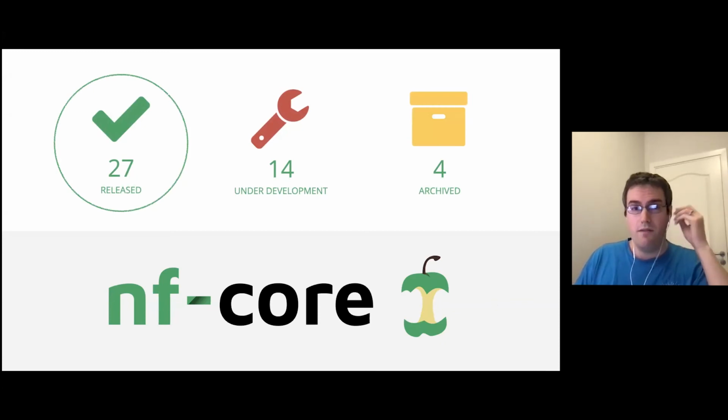So as of today, we have about 40-something pipelines, 27 of which have a release on GitHub, meaning that they've gone through the full community peer review system. We have at least 2 more which are just waiting for their final review, so we're nearly at 30 now. 14 pipelines are under development, so they haven't had a release yet, but some of these are already being used in production at various sites around the world, and 4 are archived because we never delete a workflow, for reproducibility.